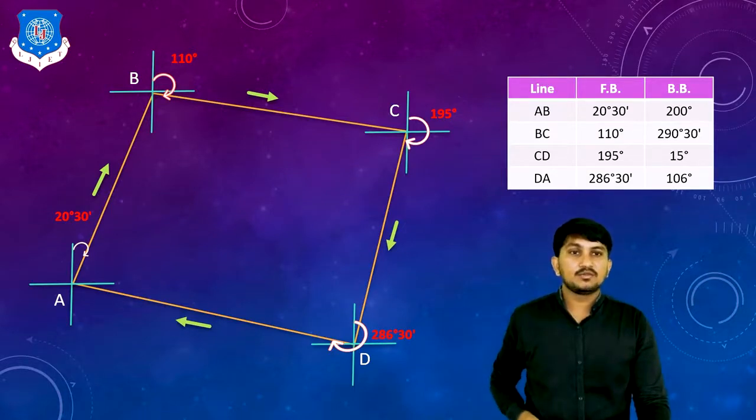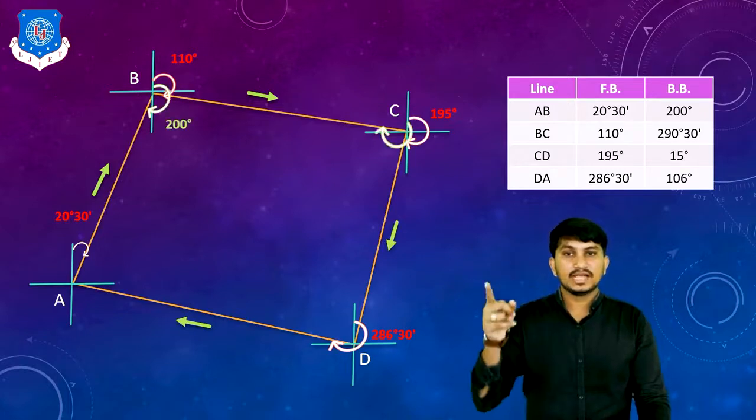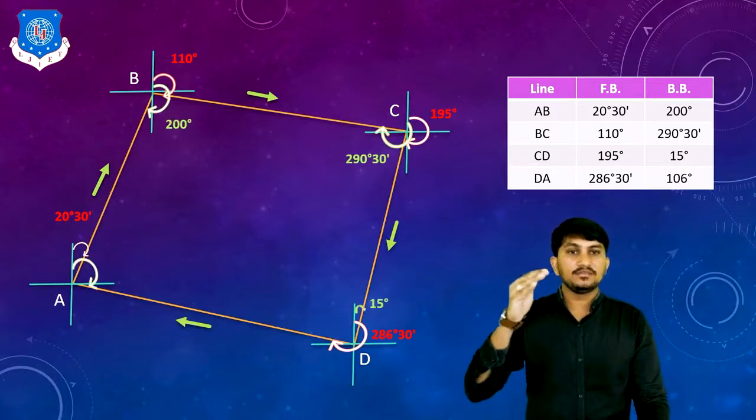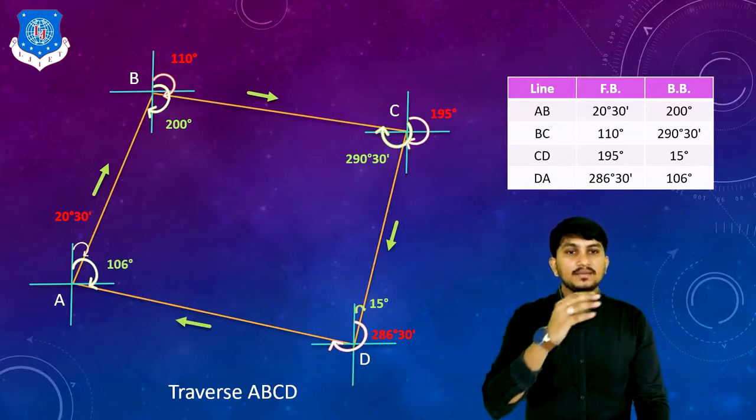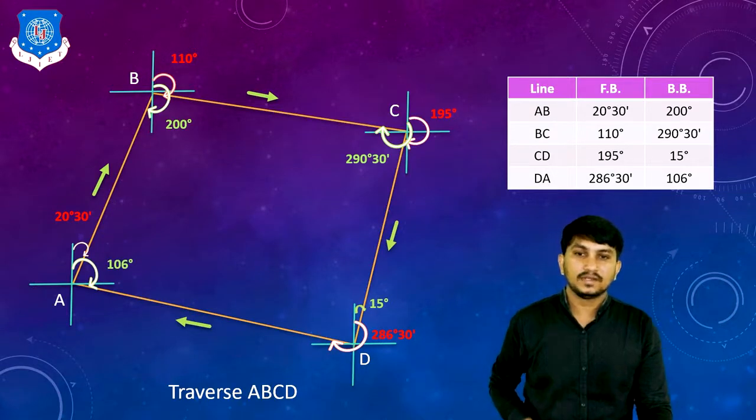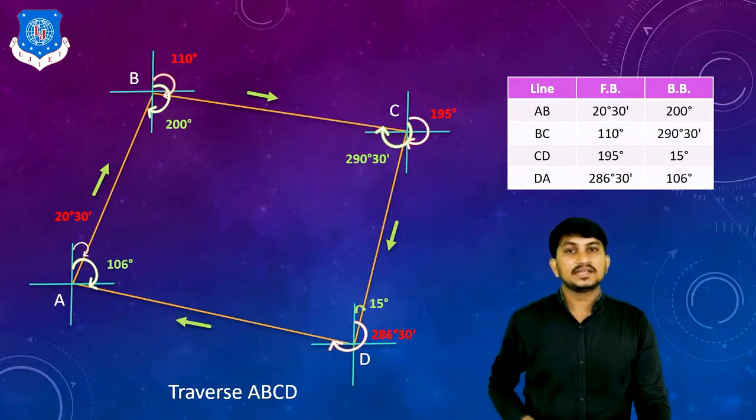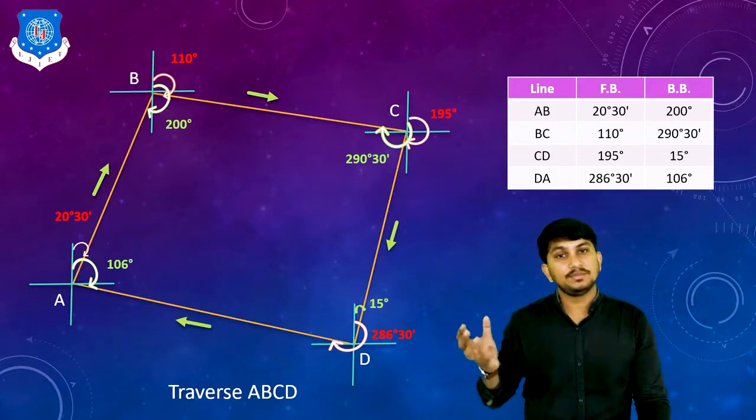Back bearing of AB is equal to 200 degrees, exactly 200 degrees. Then back bearing of BC is 290 degrees 30 minutes. Back bearing of CD is 15 degrees, and back bearing of DA is 106 degrees. This is the whole traverse ABCD. This is how a traverse can be made.